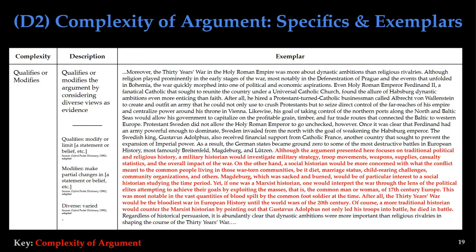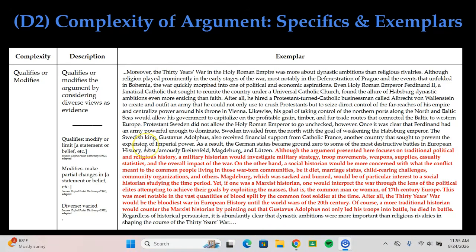All right, next we have qualifies or modifies the argument by considering diverse views as evidence. I'll be honest, I find this example to be on the more rare side. The student has a very strong understanding of how historians write about history. For example, what does a military historian really focus on versus a social historian versus a Marxist historian? So give it a read, but I suspect this one might be a little more challenging to attain.